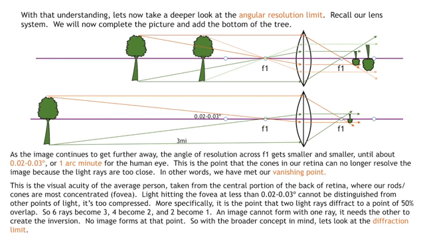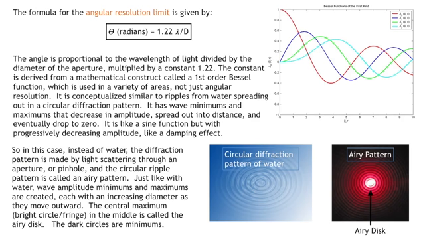So with this broader concept in mind, let's look at the diffraction limit. So the formula for angular resolution limit is given by theta in radians equal to 1.22 times the wavelength divided by the diameter of the aperture. The angle is proportional to the wavelength of light divided by the diameter of the aperture, like it says in the formula, multiplied by a constant 1.22.